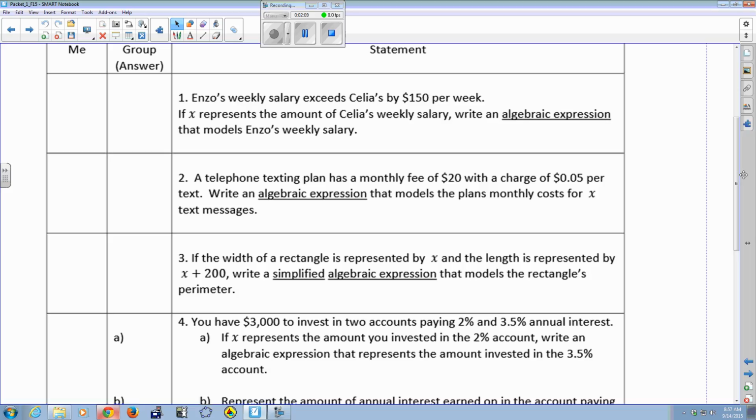Okay, so notice here this very first one, where we talk about two different salaries, the amounts of two different salaries, Enzo's and Celia's. Now you have a relationship between those. In this one, I think everybody was very successful. You wrote down x plus 150. Probably not much of a problem. But think about it for a little bit, because as we move along, things get a little more interesting.